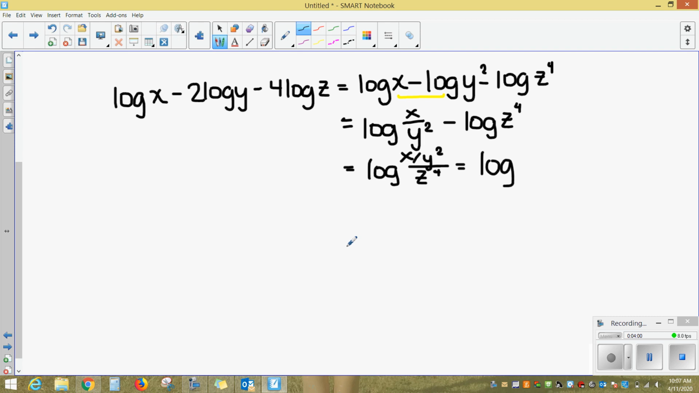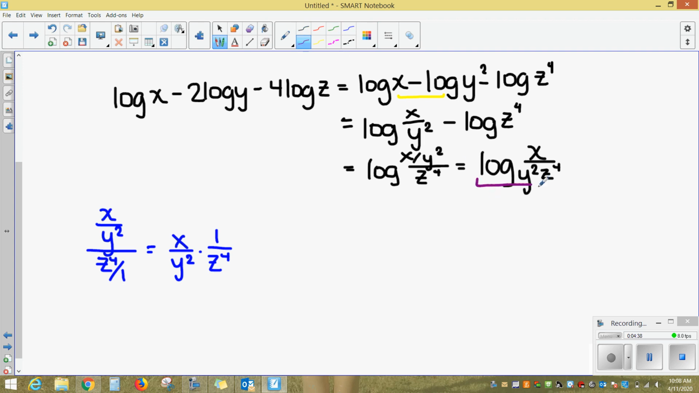So some of you will need to come down over here in the margin. Maybe I'll make it a different color. If we have x over y squared, and we're dividing that by z to the 4th. Z to the 4th is z to the 4th over 1. That means we're multiplying by the reciprocal. And in the end, the x is the only thing on top, and the y squared and z to the 4th are both on the bottom. This is what we're trying to get to.